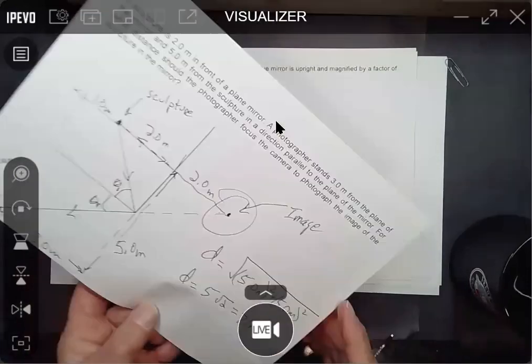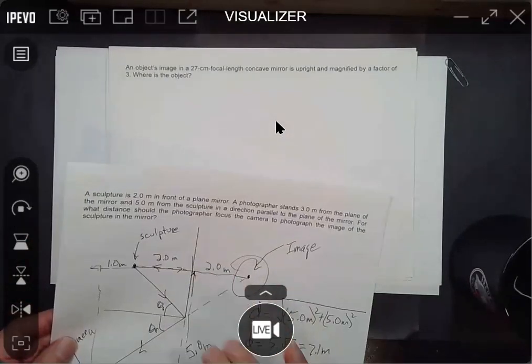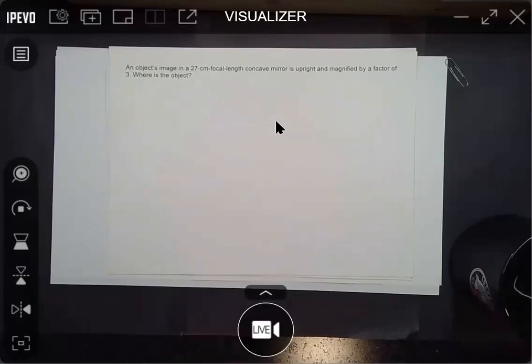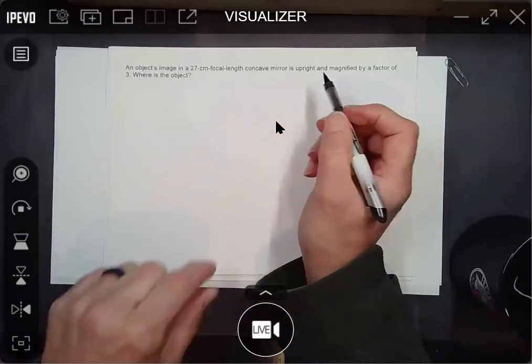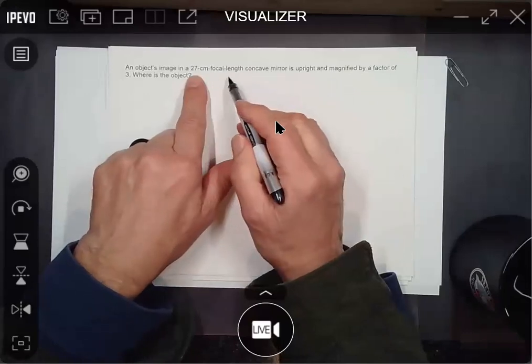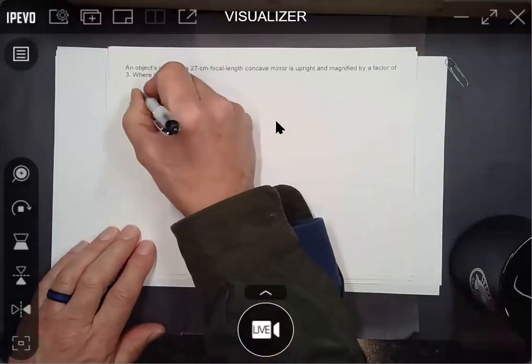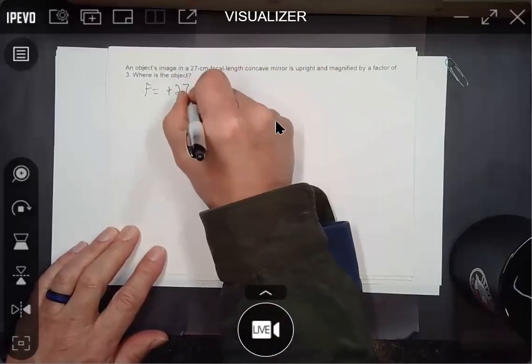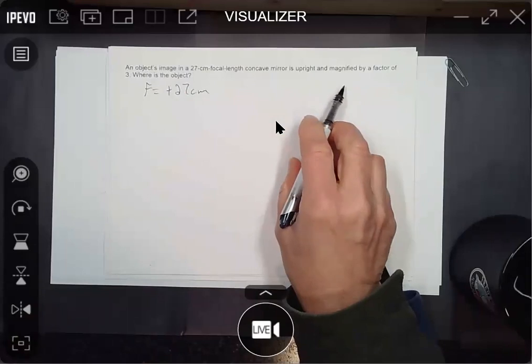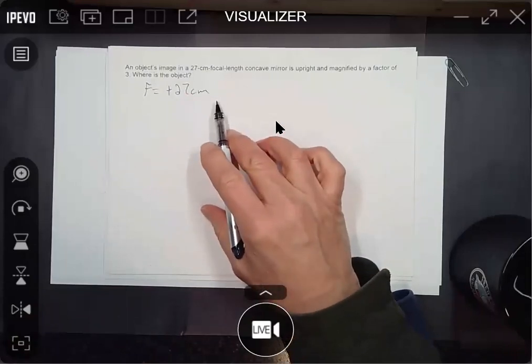Okay, well, that was good. Oh, that was yesterday's problem. Now, here's one. We've got an object's image in a 27 centimeter focal length concave mirror that is upright. Okay, it's concave, so it's a positive focal length. So I can do this: F is equal to plus 27 centimeters, upright and magnified by a factor of 3.